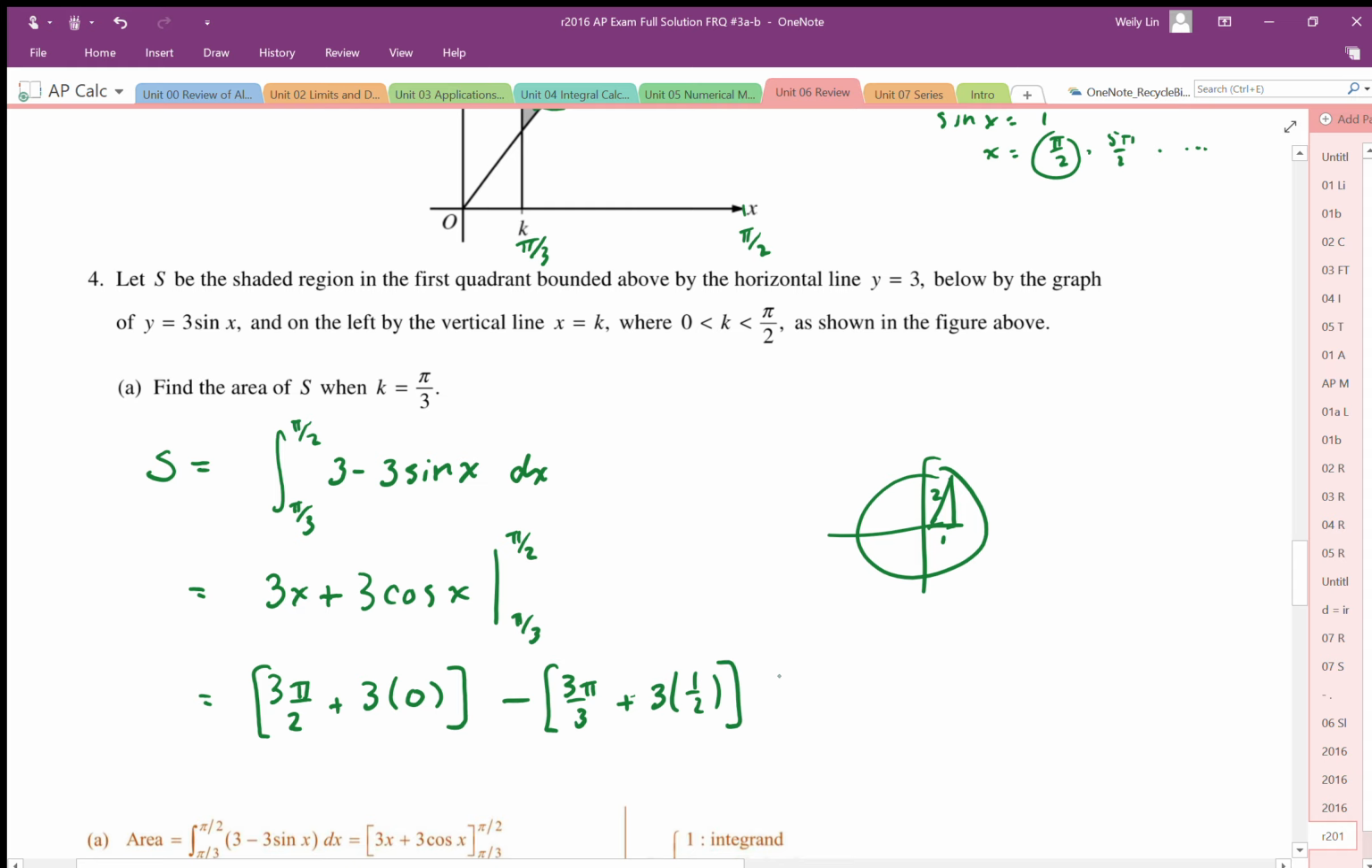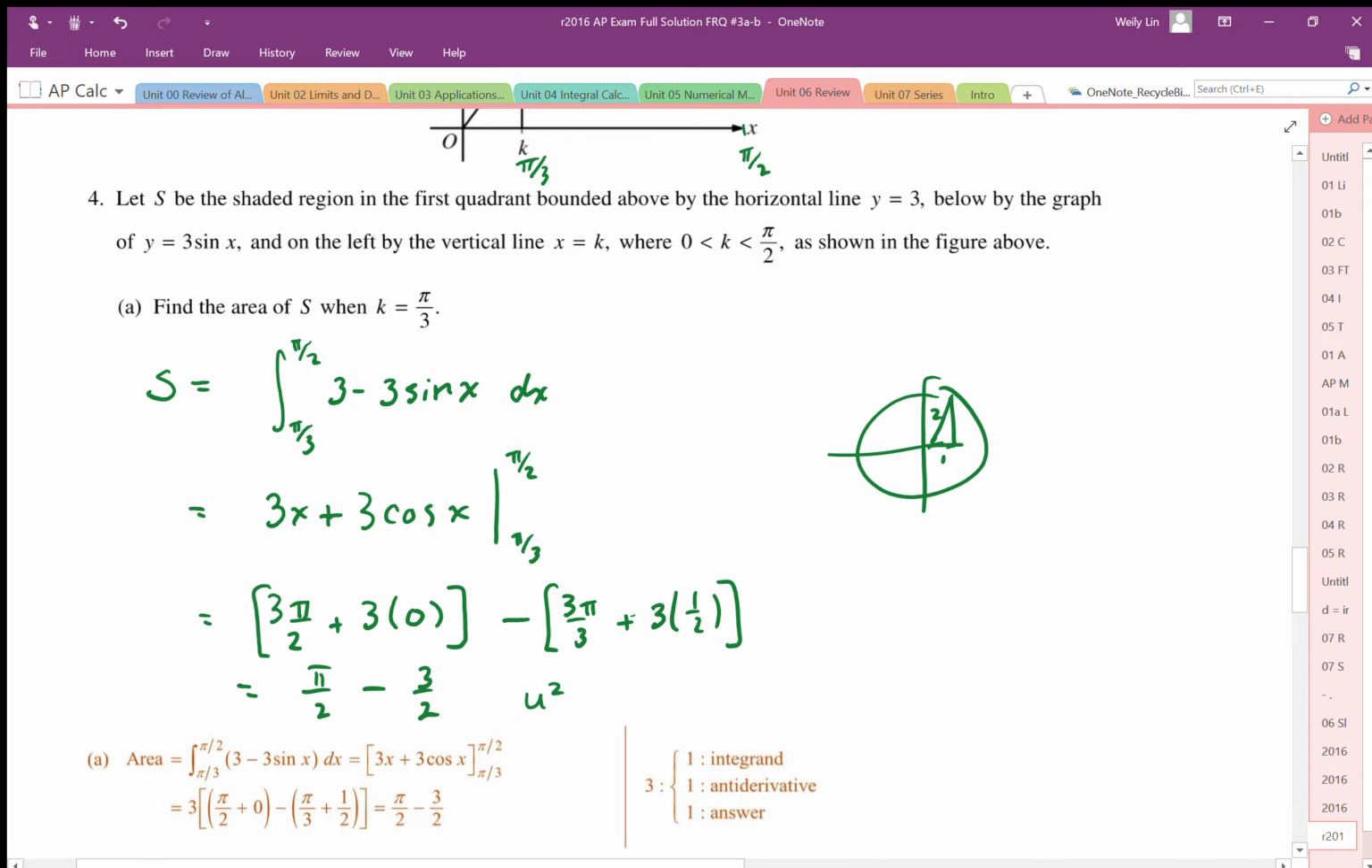Then I just need to simplify this expression. I'll do the pi's first. 1.5 pi minus 1 pi equals pi over 2. Then 0 minus 3 over 2 becomes minus 3 over 2. So there's our answer, and that represents some units squared. The 3 marks for this are for being able to write the integral, anti-differentiating it, and actually working out the correct answer.